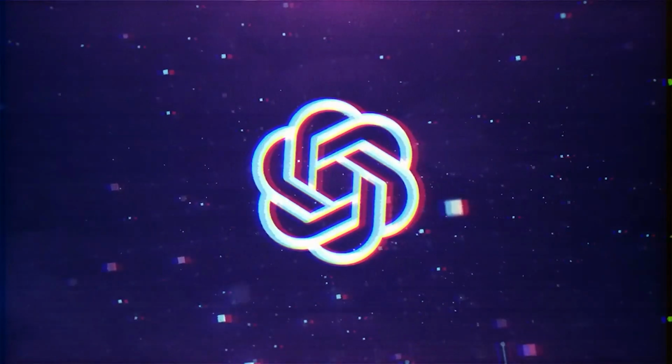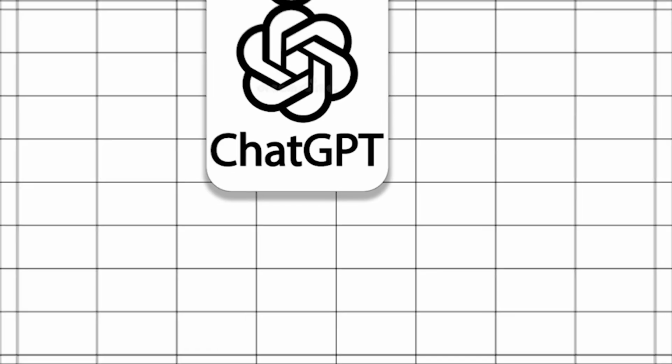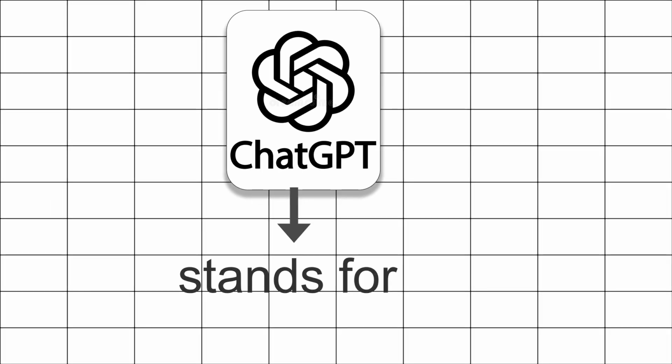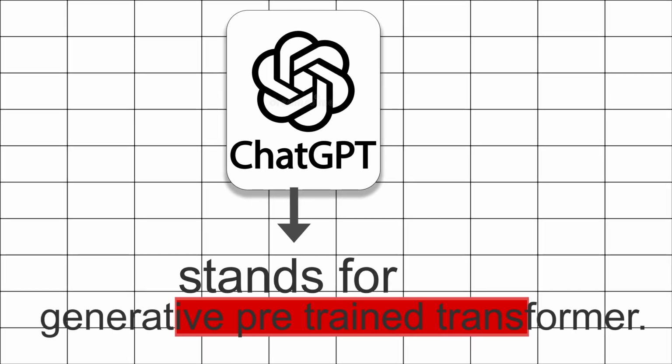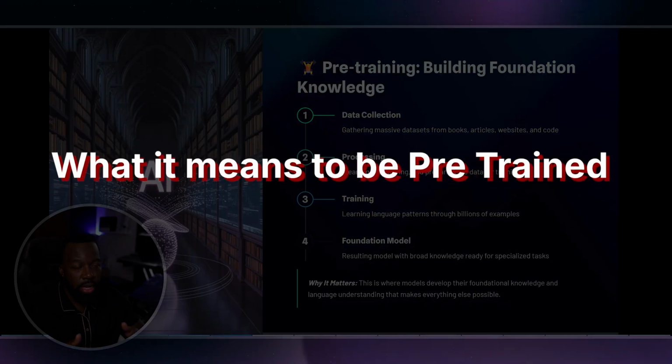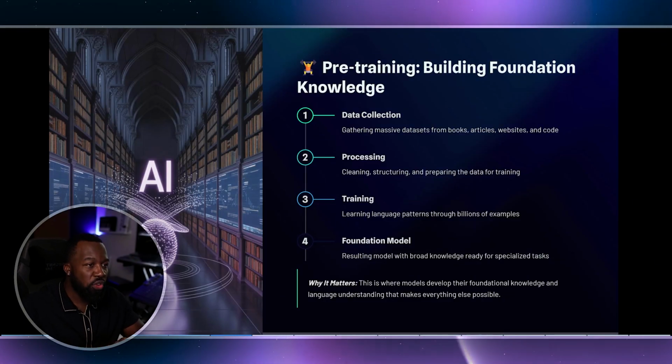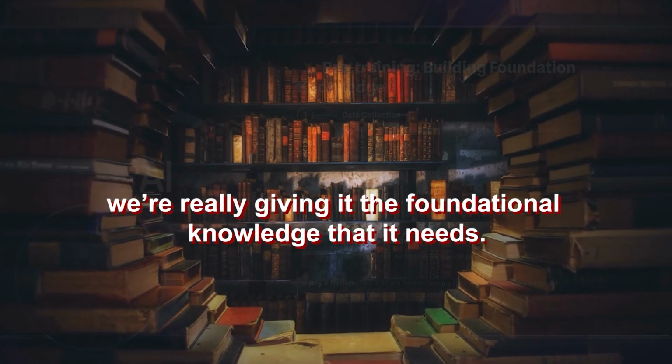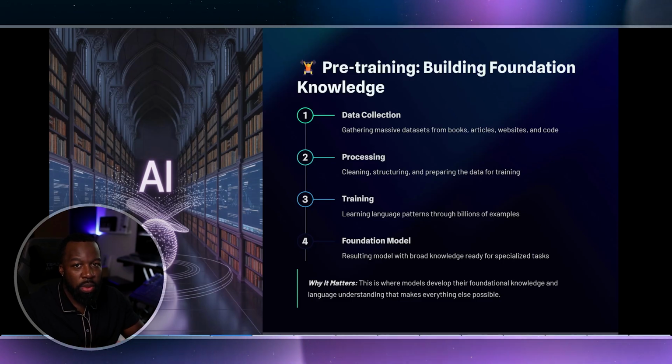Now, we've already talked about how GPT in ChatGPT stands for Generative Pre-trained Transformer. Now we know what transformer means. Let's talk about what it means to be pre-trained. When a model is pre-trained, we're really giving it the foundational knowledge that it needs. And how do we do that? At a high level, it's a 4-step process.